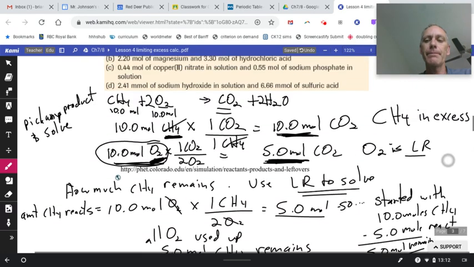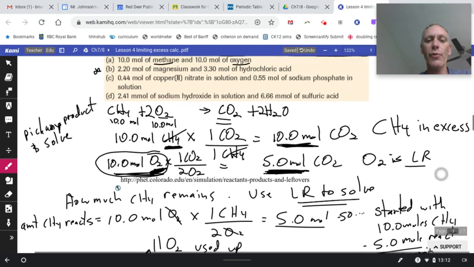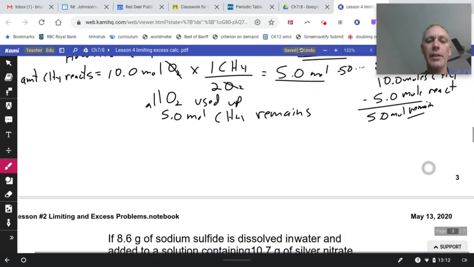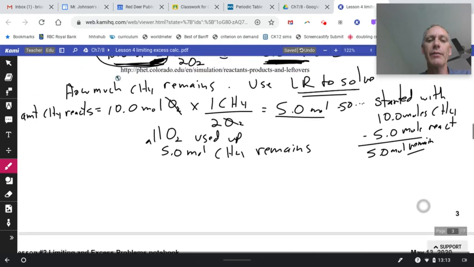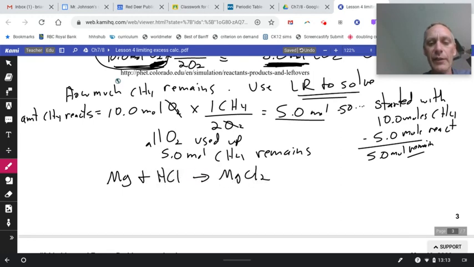Okay, decision time. If you would like, I will do one more of these and then we'll move on to the next step. So we're going to do B. I don't have any space here. 2.2 moles of magnesium and 3.30 moles of hydrochloric acid. What can we do? We'll squeeze some of it in here. Magnesium reacting with hydrochloric acid. Single replacement, MgCl2 and hydrogen gas. Throw a 2 in front of that and it's balanced.